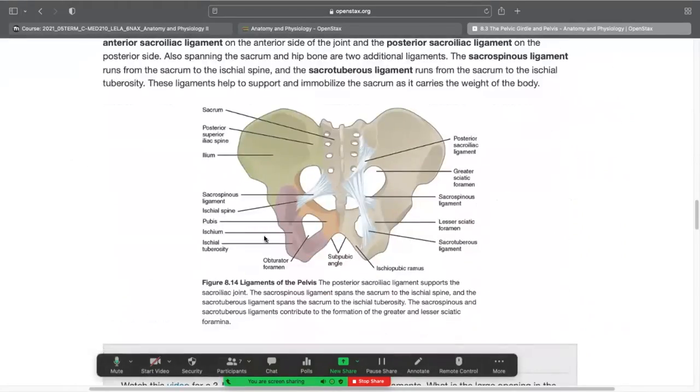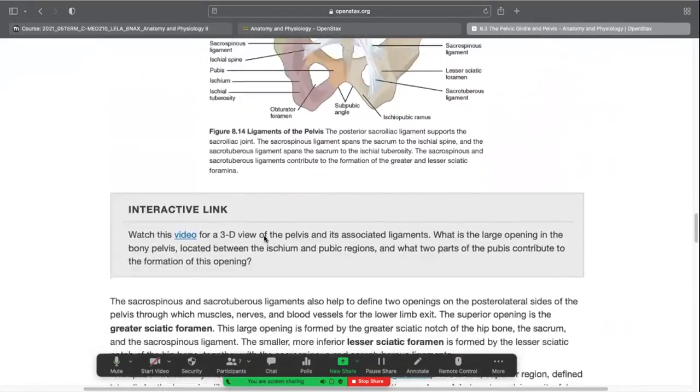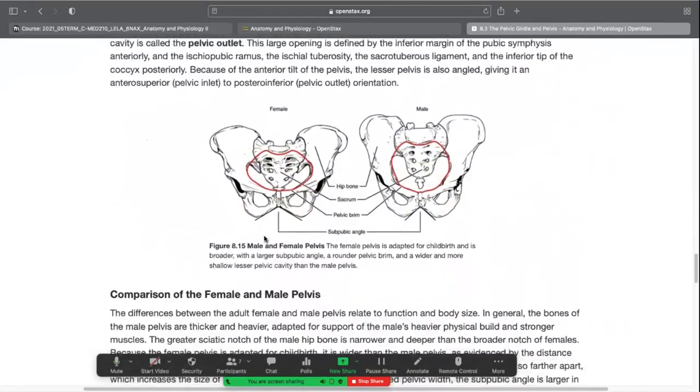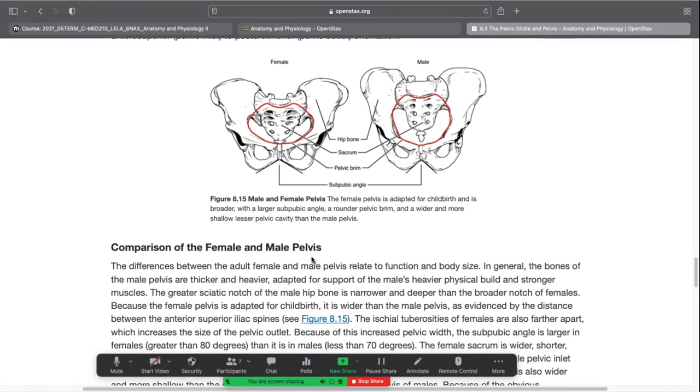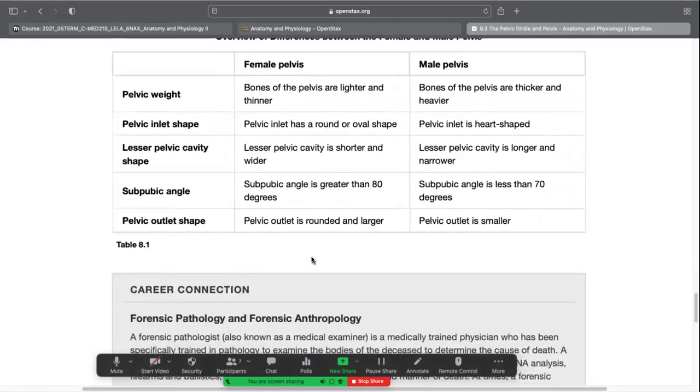Here you go, is another version of it. And you can now see the difference between male and female. See how the female is wider, so it'll accommodate baby more, and the male is more narrow. Another thing you'll also notice is that there's more curvature of your sacrum, kind of like a ramp for baby so that baby can go out.